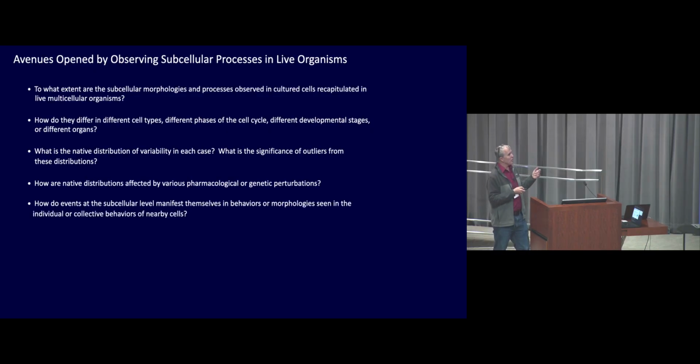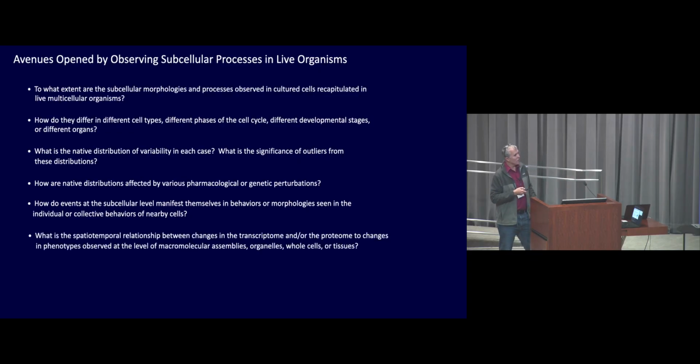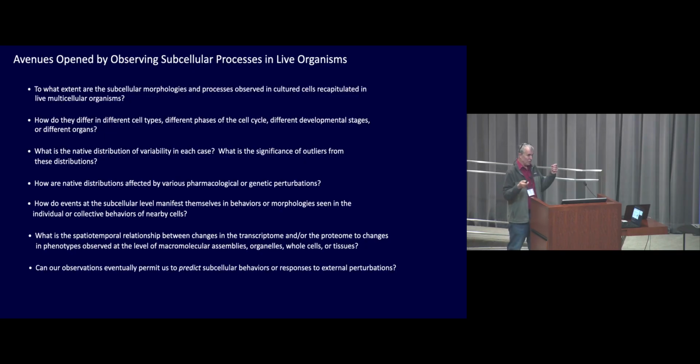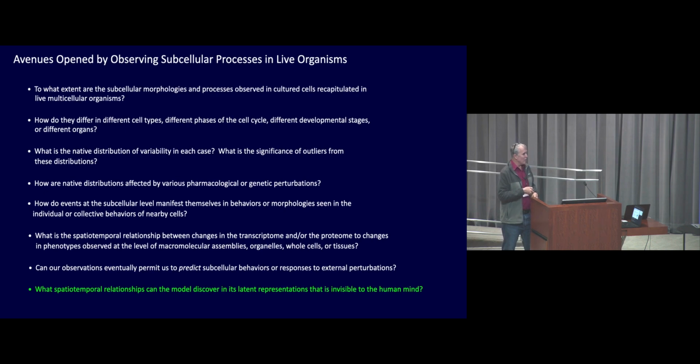How do different events at the subcellular level manifest themselves at higher levels, from subcellular to individual or collective behavior of cells in development? What's the spatiotemporal relationship between the transcriptome and proteome and the phenotypes observed at all these different levels? Can our observations allow us to ultimately predict behaviors or responses to perturbation? And lastly, what spatial-temporal relationships might the model itself discover in its latent representations that would be unknown or invisible originally to the human eye?